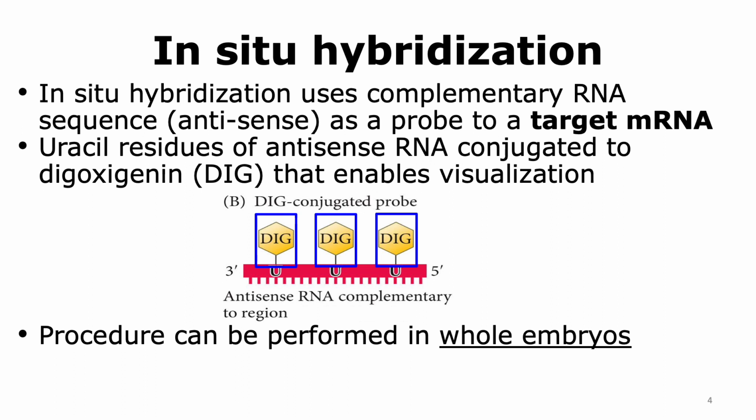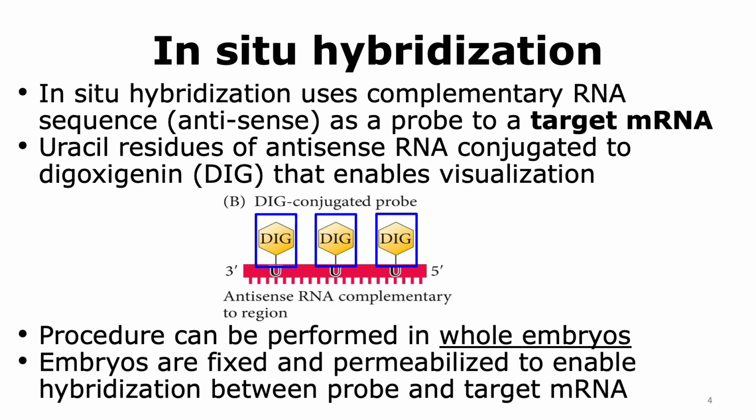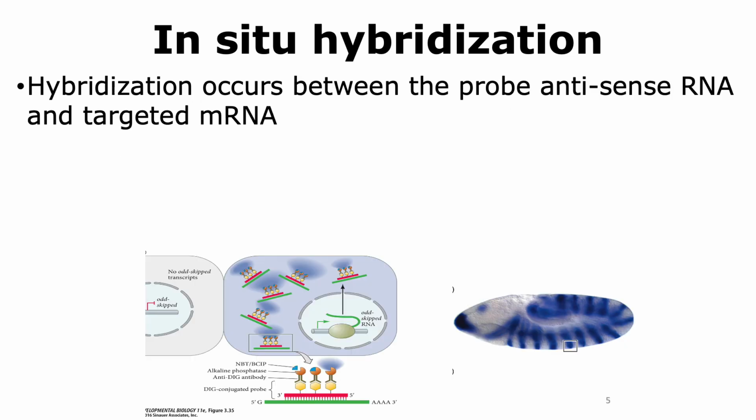One of the advantages of in situ hybridization is that it is a procedure that can be performed in whole embryos. So to perform in situ hybridization, the embryos are normally fixed with agents like paraformaldehyde or glutaraldehyde and permeabilized to enable the hybridization between the probe and target messenger RNA. Hybridization, as we're going to see in this figure, is when the antisense RNA can form complementary binding with the targeted messenger RNA.